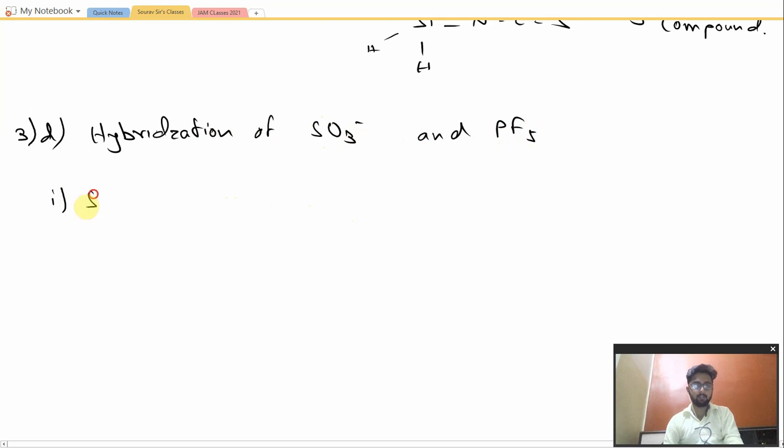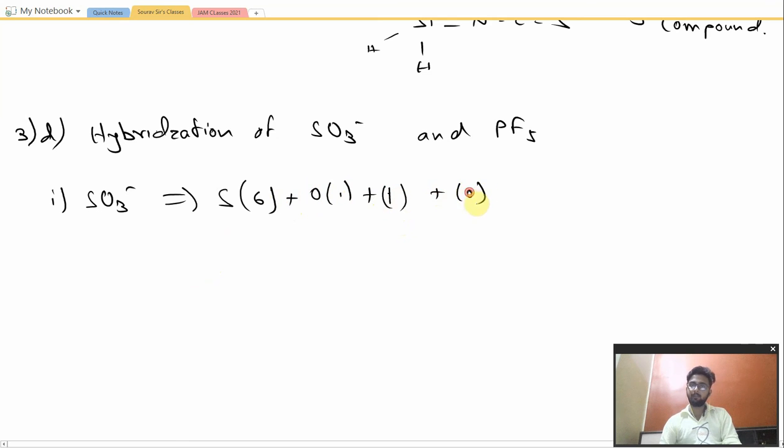Firstly we will consider SO3⁻. For the S, we contribute the valency, plus 6. We are calculating just the valency, not taking the charge into consideration here. So 6, and one oxygen is bonded to the system via a single bond, so oxygen would contribute 1, and the one negative charge would also contribute 1. The other two oxygens are double bonded, so they contribute 2 × 0.